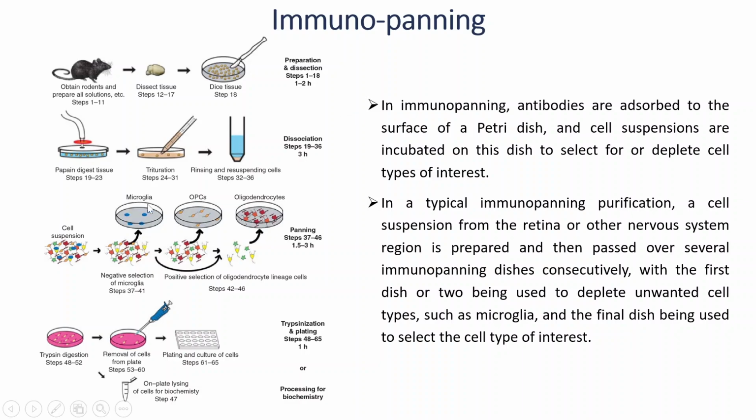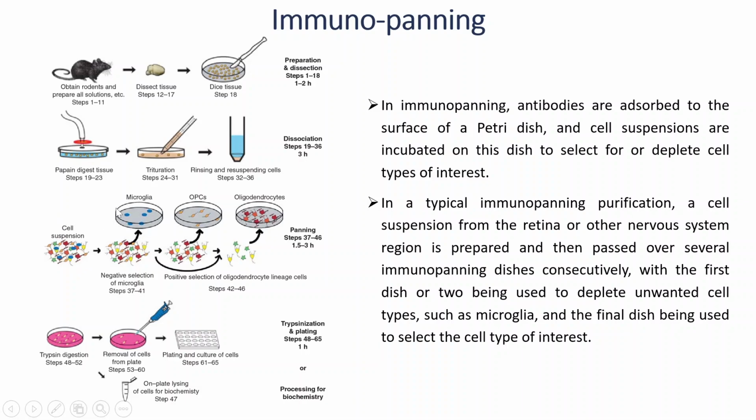So here, as you can see in the adjoining figure, we are taking the tissue, dissecting it out from a rat. We are mincing the tissue, and we are then digesting it with the help of an enzyme such as papain, and following trituration and resuspending, we take the cell suspension, the heterogeneous mix that we were talking about.